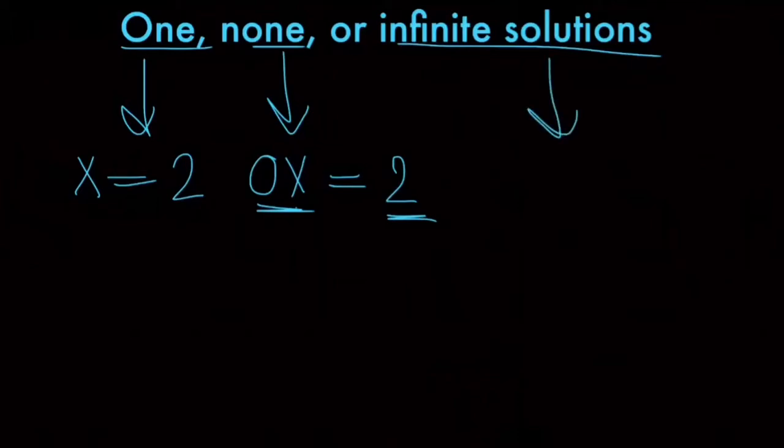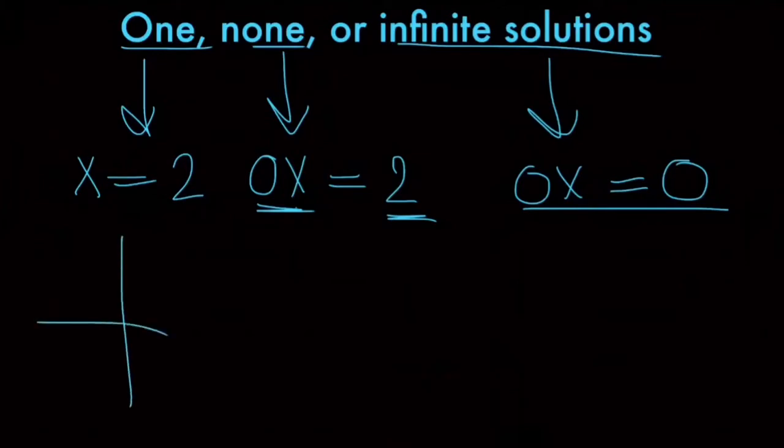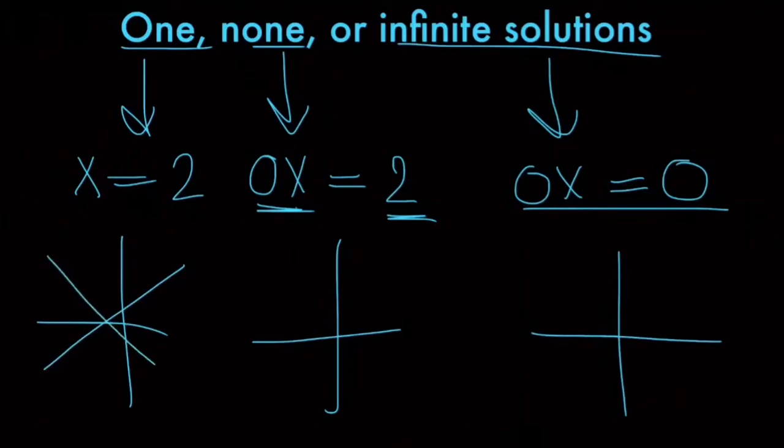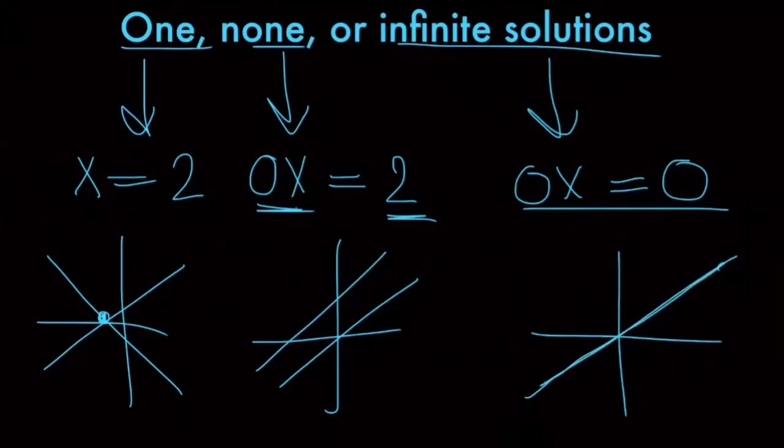And infinite solutions is again when we had 0 multiplied by x, but this was equal to 0. Whatever x is will always be equal to 0, so this will always be true. And on the graph, we can revise each type. One is when they intersected at a point. There is one solution. None is when they were parallel and they never intersected, meaning there are no solutions. And infinite when they were both the same line, meaning they intersected at every point.